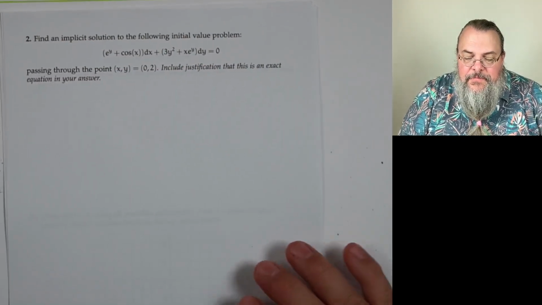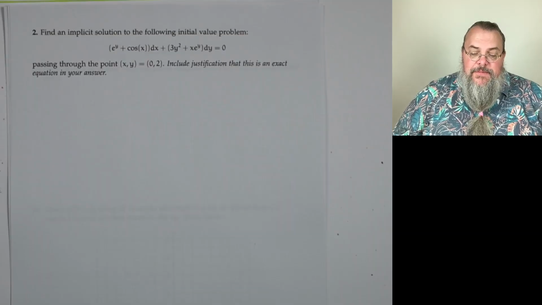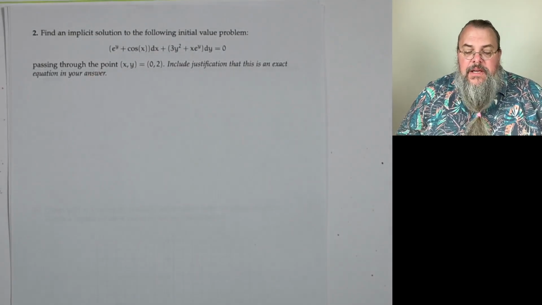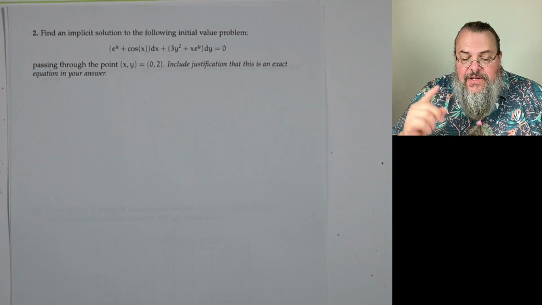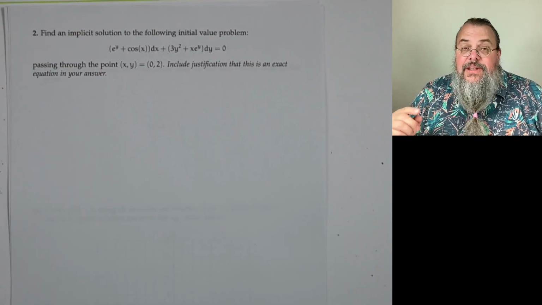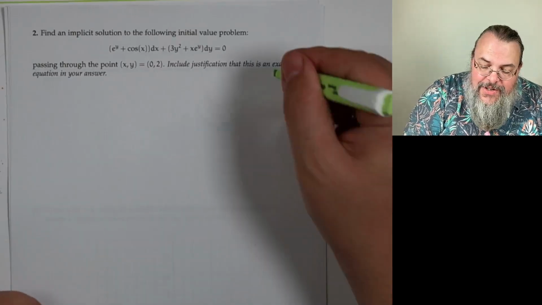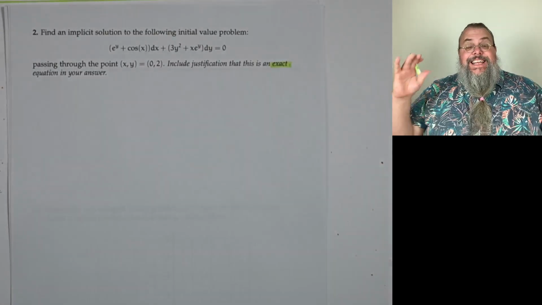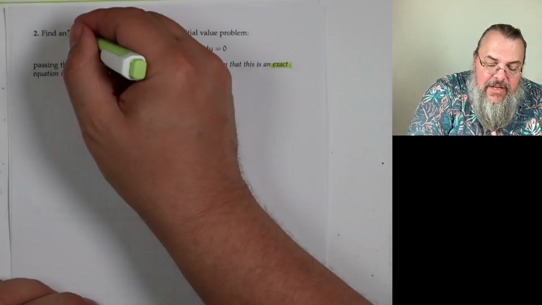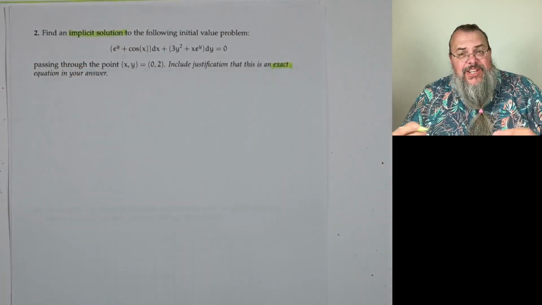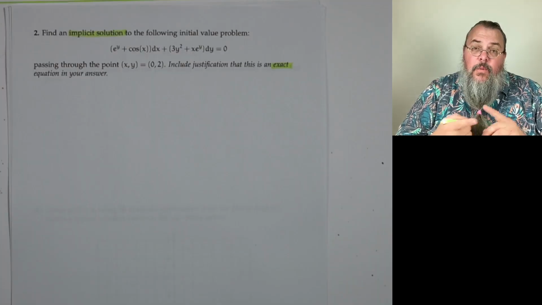Number 2. Find an implicit solution to the following initial value problem. And they give us a bunch of stuff. Passing through the point xy equals 0, 2. Include justification that this is an exact equation in your answer. So, spoiler alert, they gave it away. Exact. Now, they kind of gave it away earlier when they said implicit solution. There's not a lot of things where we must have an implicit solution, but one of them is exact.